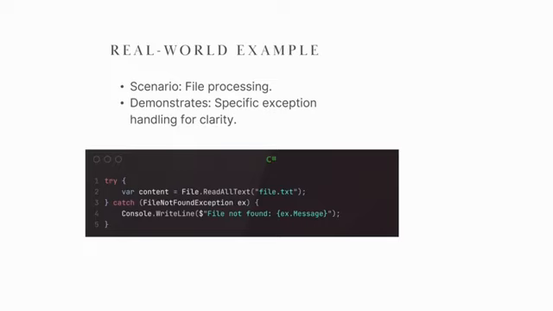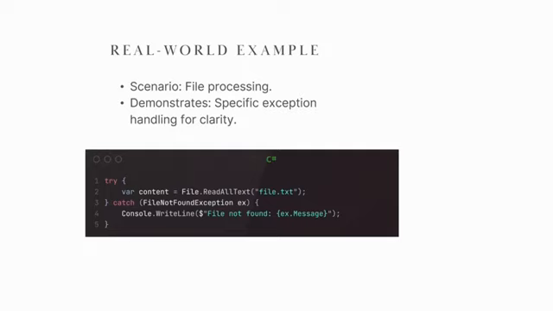Let's look at another real-world example. Imagine you're building an online shopping system where customers can buy items. For this, we might have a method to process payments. But during payment processing, many things can go wrong. For example, the credit card is expired, or there are not enough funds in the account, or the payment gateway is down. If something like this happens, instead of crashing the program, we use exceptions.